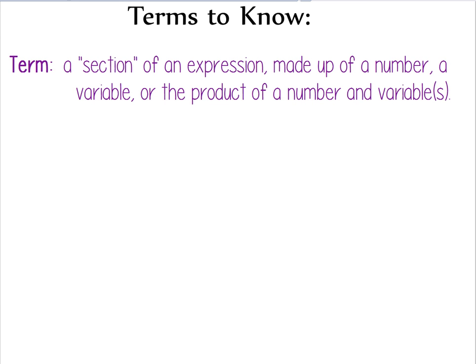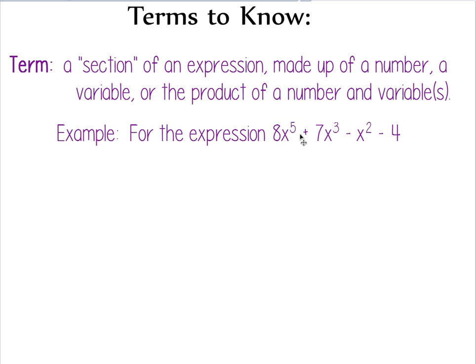Our first term to know is the word term. A term is a section of an expression. A term can be made up of a number, a variable, or it can be the product of a number and a variable. It could even have more than one variable in it, but today we're talking about terms with only one variable.